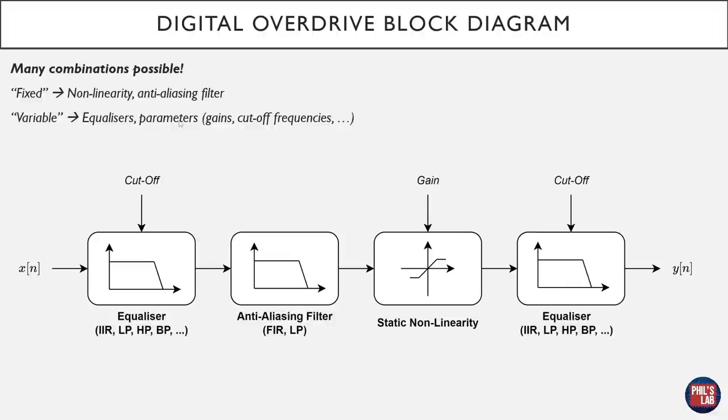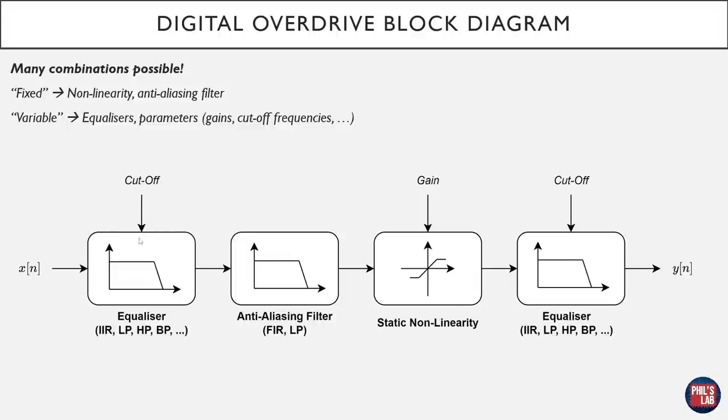Then, of course, you can add in some variable blocks. So this could be maybe some equalizers. You might want to add in some other effects as well. This could be before, this could be after and so on. What I would typically suggest as a very simple structure is to have, before the static nonlinearity, including the anti-aliasing filter, some sort of equalizer.